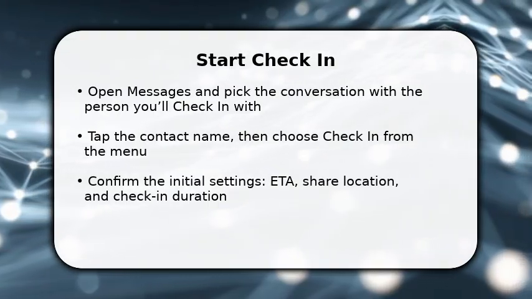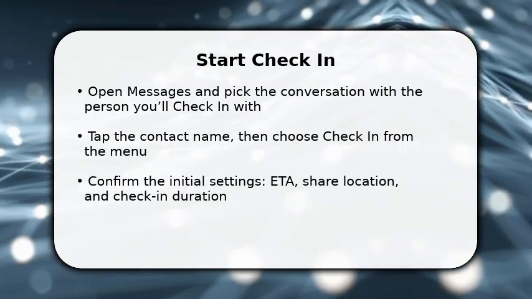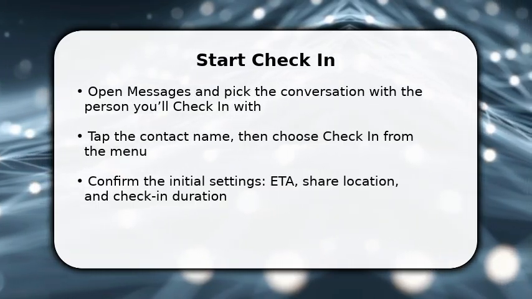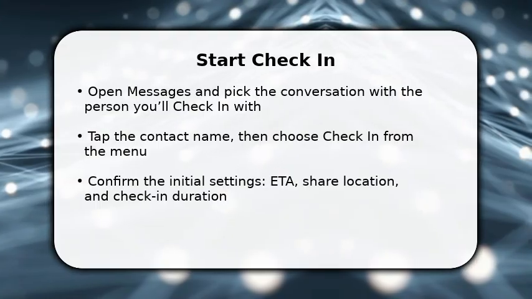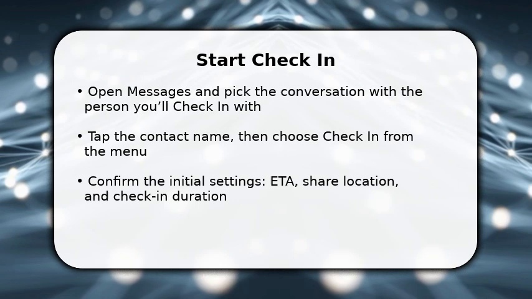Once prompted, set an estimated time of arrival and decide whether to share location continuously. Make sure to review the default safety options because they determine what data is shared and for how long. This first step connects the feature to the right recipient and time frame.